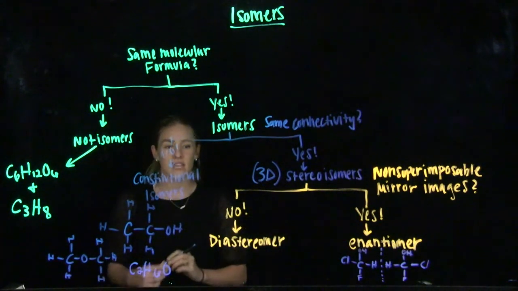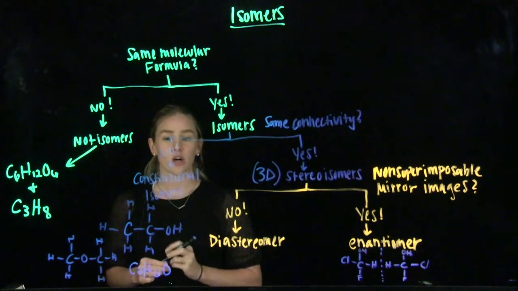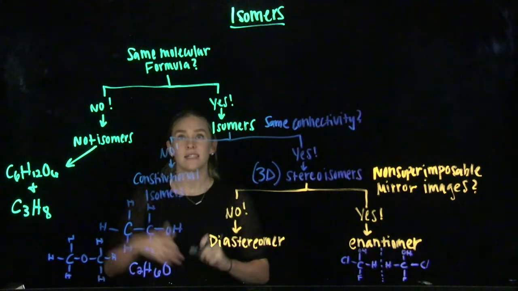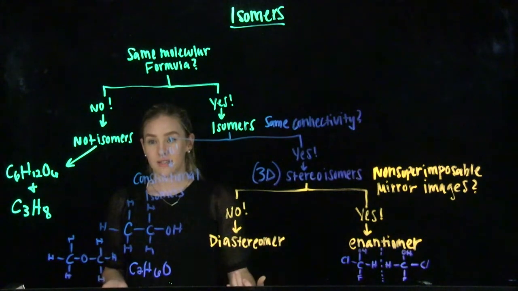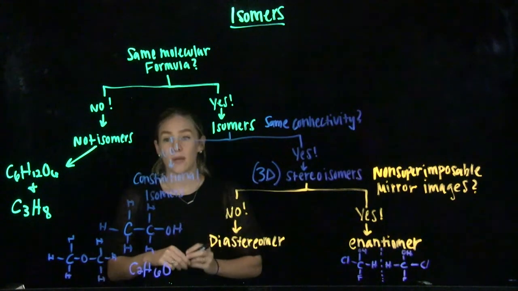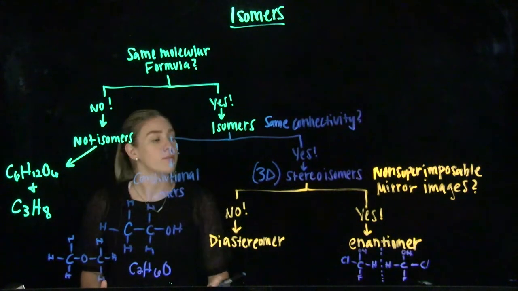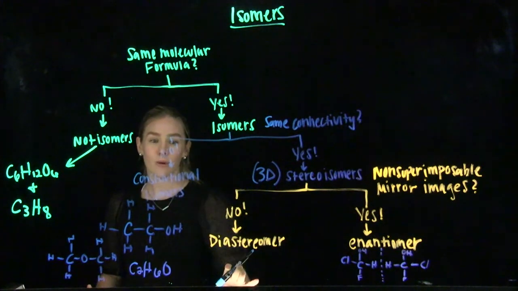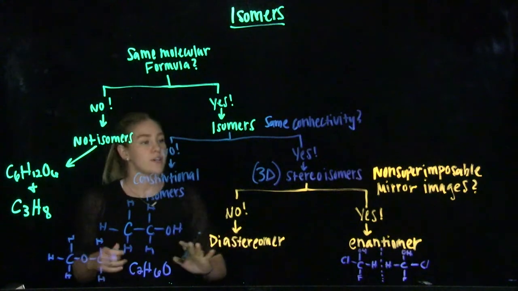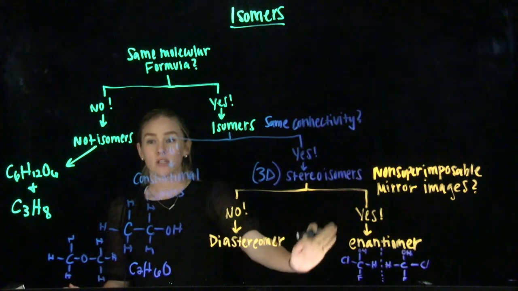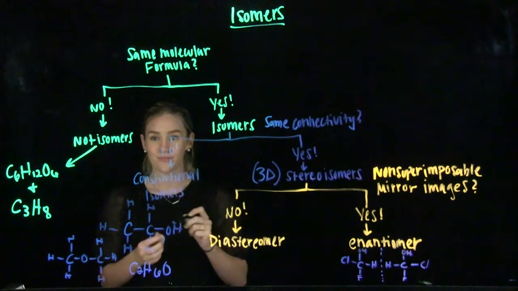So the last classification we have is diastereomer. So diastereomers are going to be two molecules that have the same molecular formula, they have the same connectivity, but they're not mirror images. And again, there's going to be another video on what exactly diastereomers are and how to determine whether molecules are enantiomers versus diastereomers. But for now, we're just going to keep this broad idea in mind. They're very similar to enantiomers, but enantiomers are specifically mirror images, whereas diastereomers are not mirror images of each other.